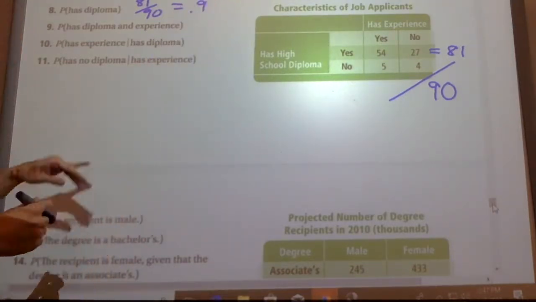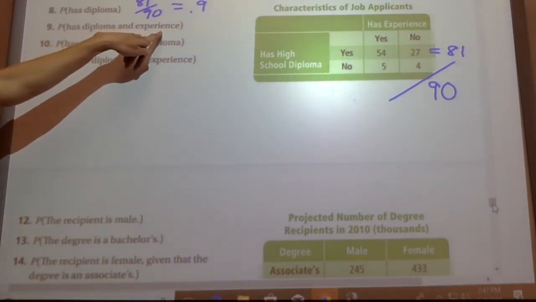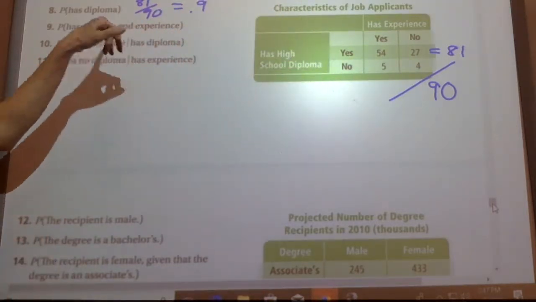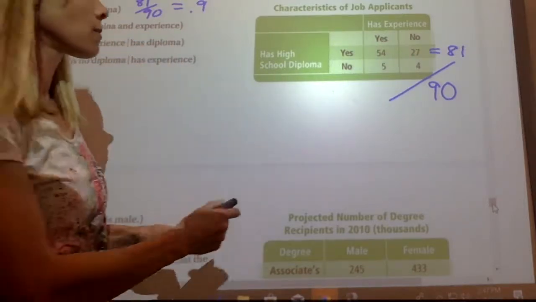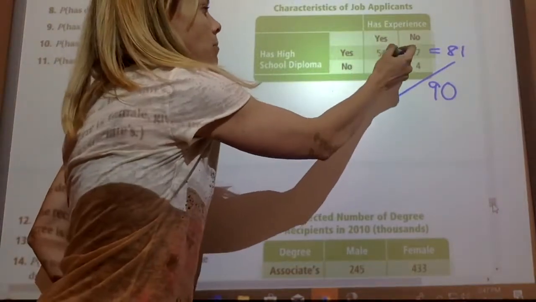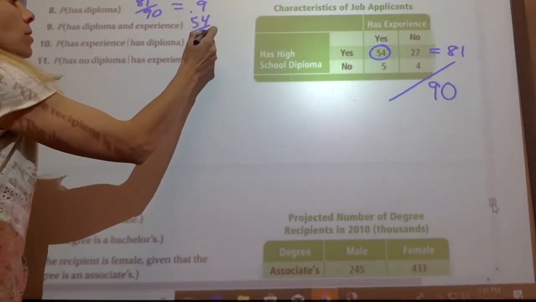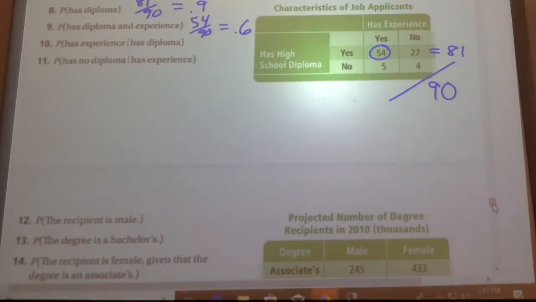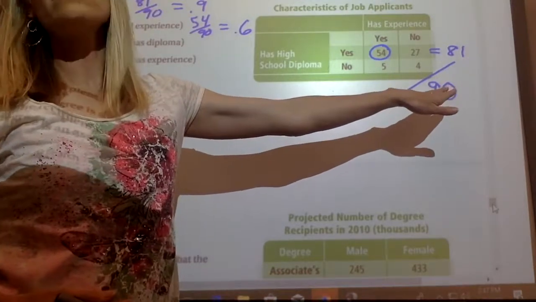0.9. Good. What's the probability that someone has a diploma and experience? So again, out of everybody, out of all 90 people, how many people are both diploma and experience? 54. Yep, diploma and experience, 54. So 54 out of 90, which is what as a decimal? 0.6. Good.